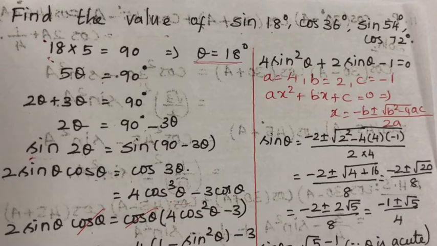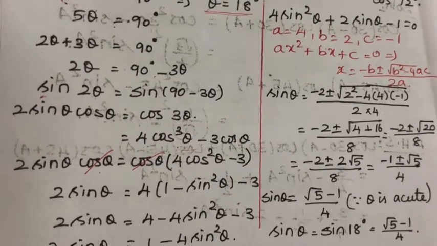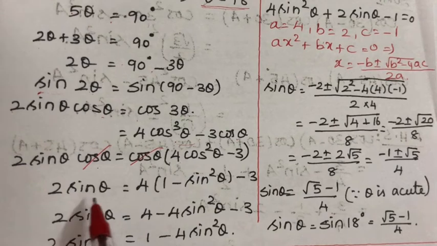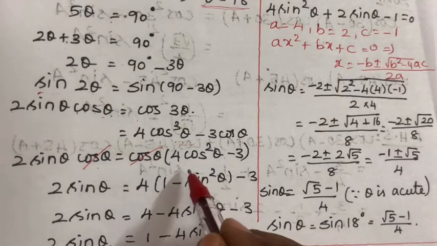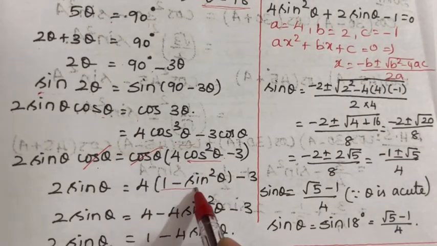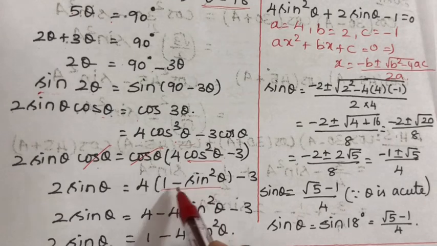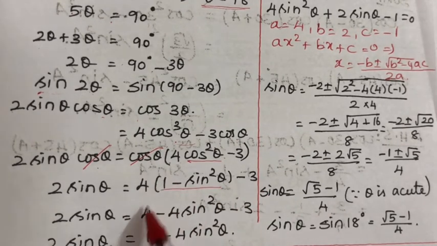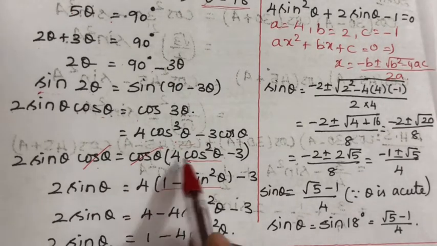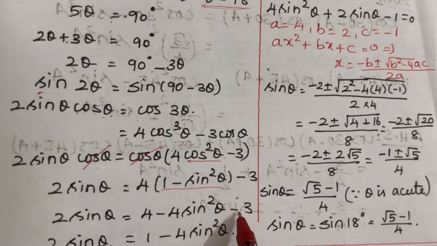So 2 sin theta is equal to 4 into cos square theta minus 3. I write cos square theta as 1 minus sin square theta, minus 3. So while multiplying this, 4 into 1 it is 4, minus 4 sin square theta, minus 3. This 4 is common for these two terms only, isn't it? So 4 minus 3 it is 1. So 1 minus 4 sin square theta, that is 2 sin theta.